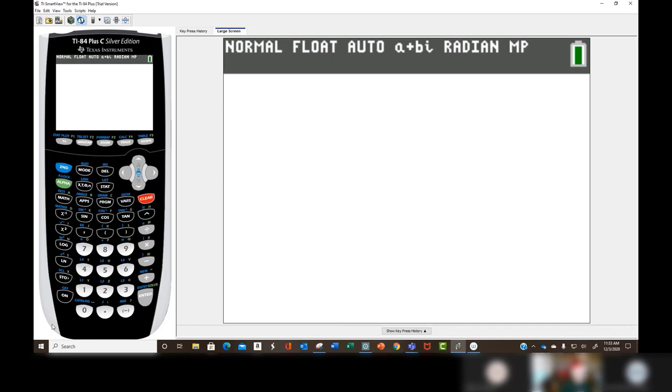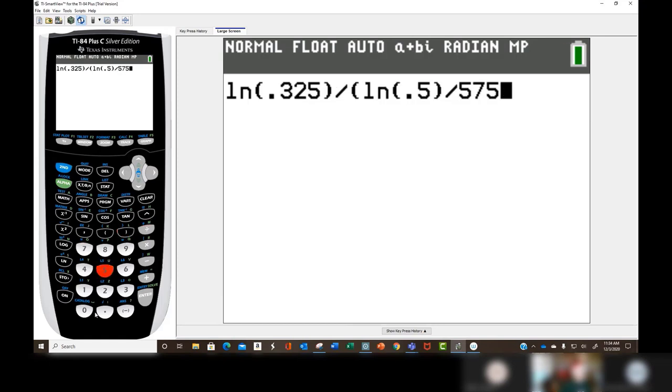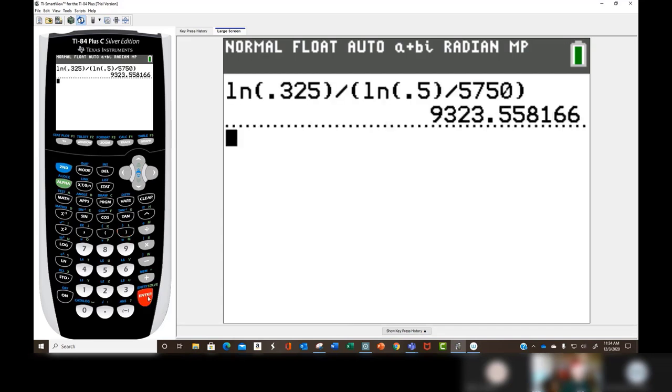Here we go. Ln, 0.325, closed parentheses, divided by parenthesis, ln, 0.5, closed parentheses, divided by 5750, close parentheses. Enter. There. Have you ever seen anything so beautiful? All right.